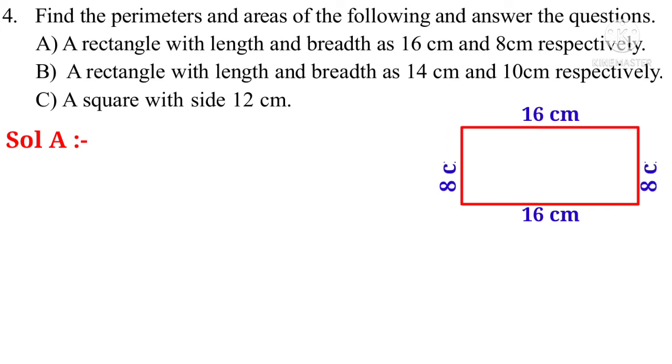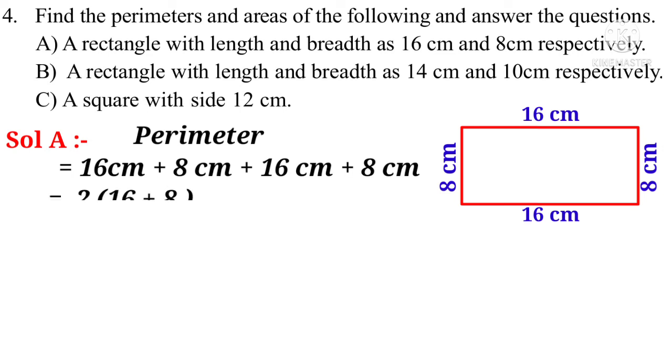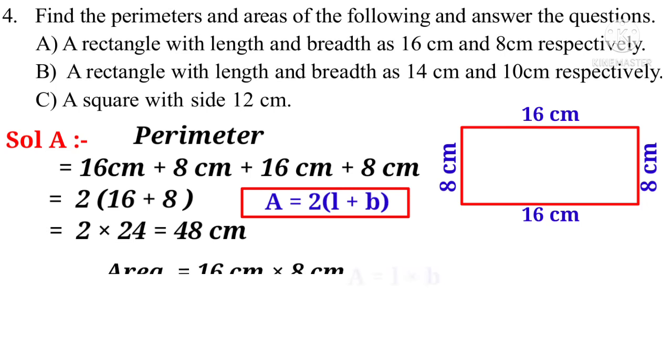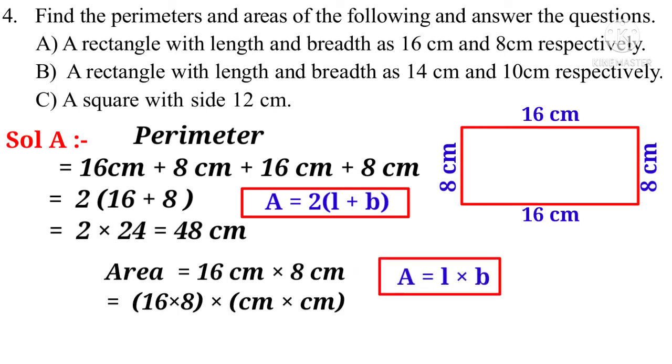Solution. Take the picture of a rectangle and draw length and breadth. Now perimeter is nothing but sum of sides. So 16 plus 8 plus 16 plus 8. We know that perimeter A is equal to 2 into L plus B, that is 2 into 16 plus 8, that is 2 into 24, which is 48 centimeters. Now area is equal to A is equal to L into B, so 16 centimeters into 8 centimeters, 16 into 8 is 128, centimeter into centimeter is square centimeters.